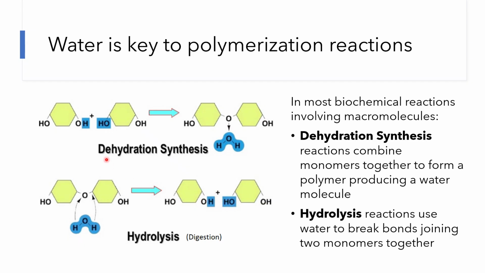So if we look at the terms, dehydration, we're removing a water, we're taking water away. Synthesis means to make something. So we are making by dehydrating. And hydrolysis, hydro means water, lysis means to break. So a hydrolysis reaction is using water to break the bond. So we often will do dehydration synthesis if we want to copy our DNA or make muscle. But if we want to digest our food, we'll use hydrolysis, things like that.